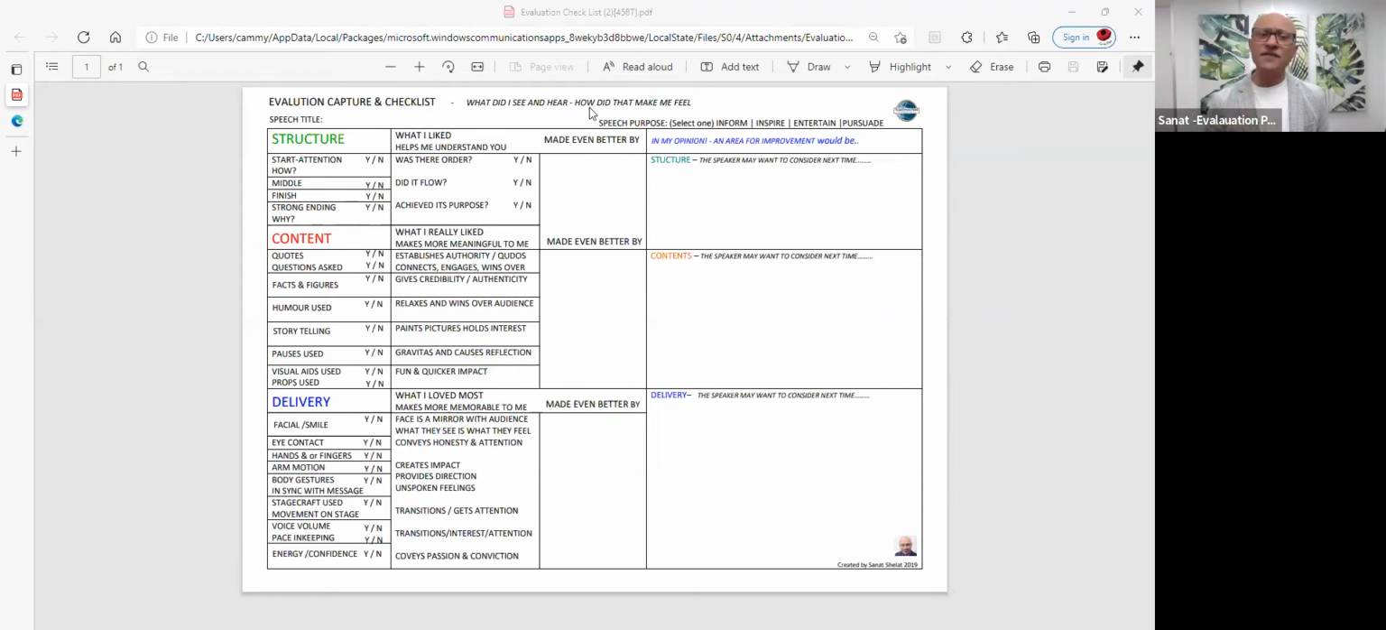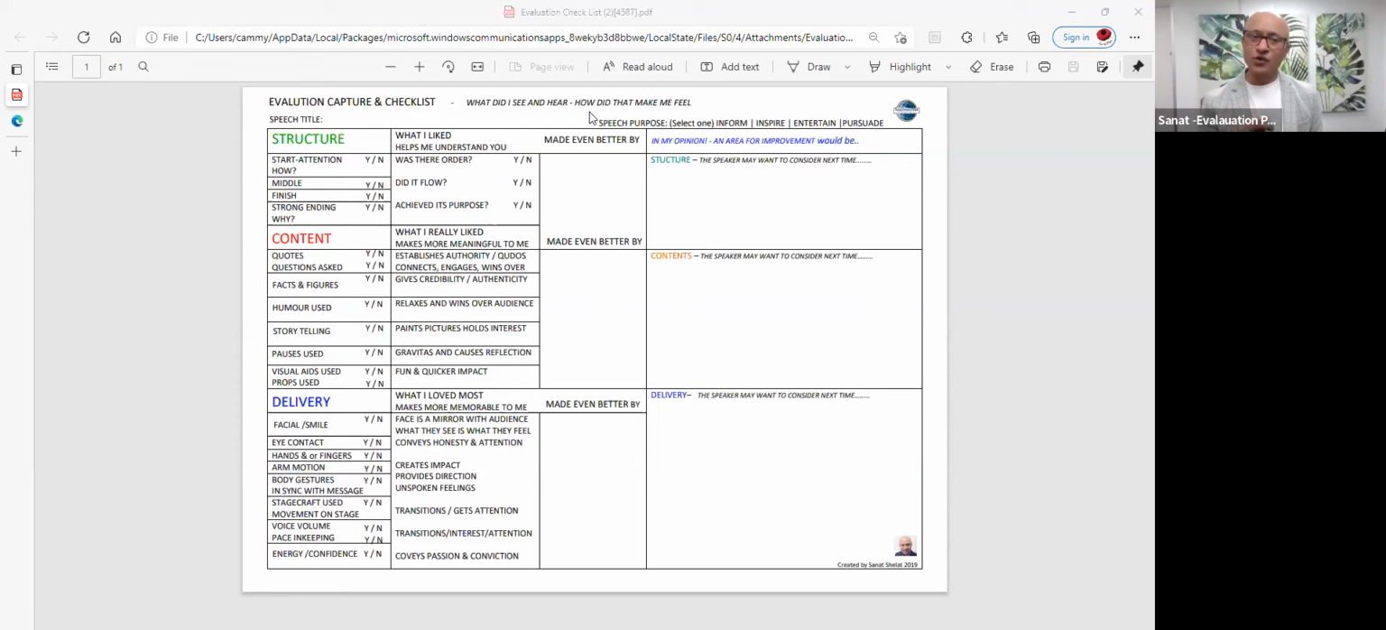Did the speaker use facts and figures? Because the use of facts and figures could indicate that the speaker has done a lot of research. It adds credibility. If it wasn't used, that might be an opportunity for a recommendation for you if it was appropriate. Humor is always fantastic. Laughter relaxes the audience, wins them over, and also helps the speaker altogether too.